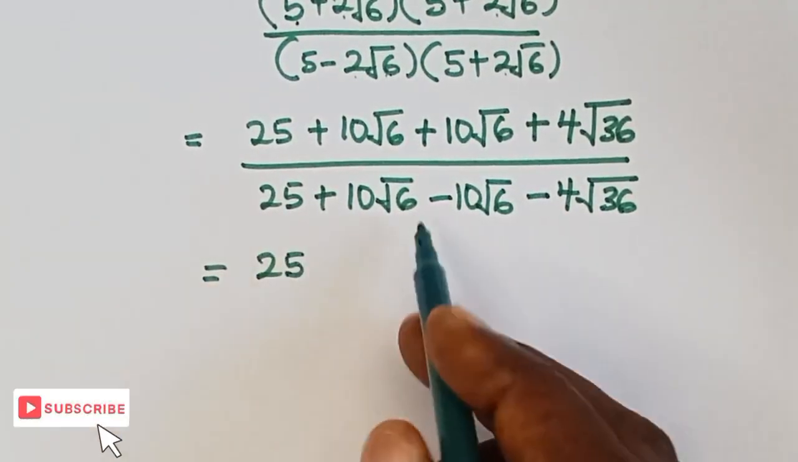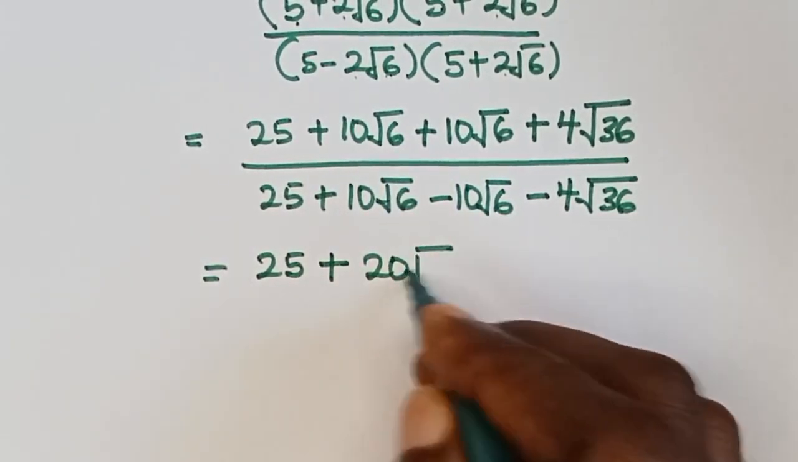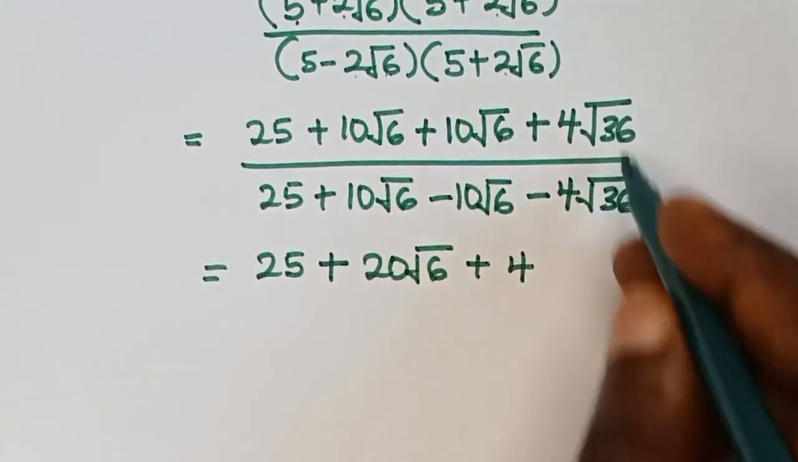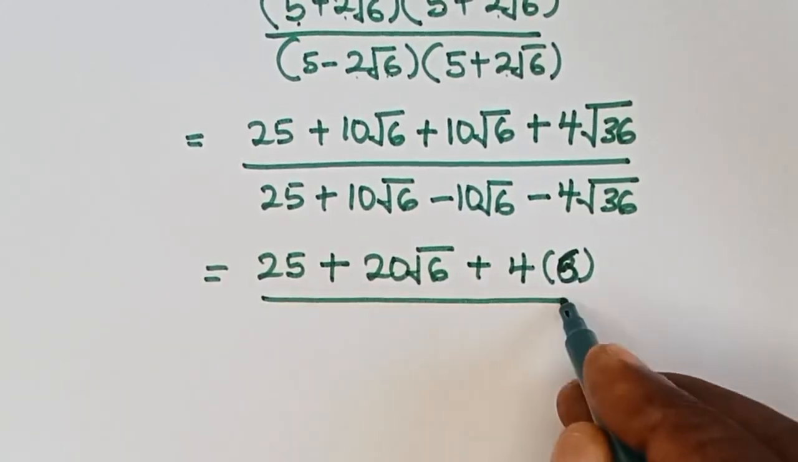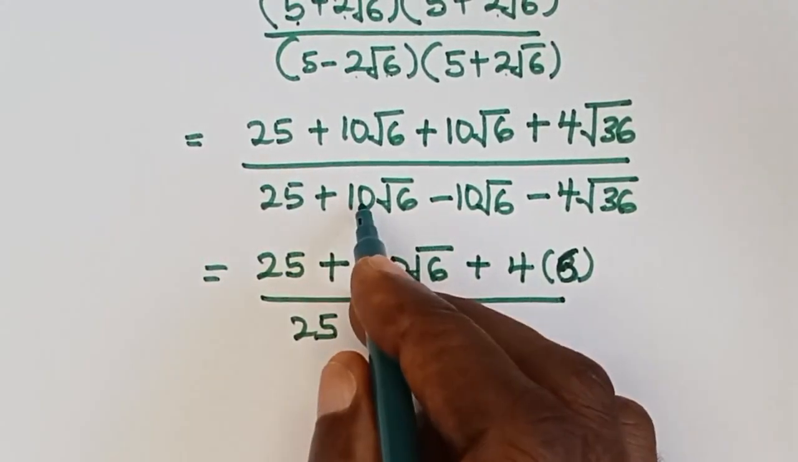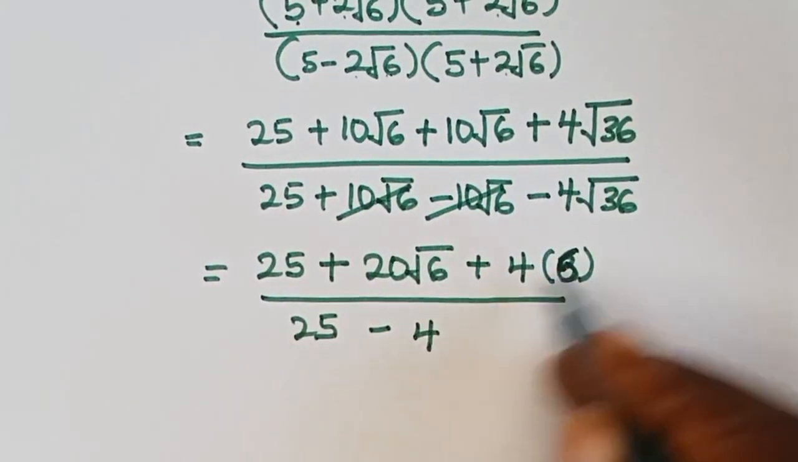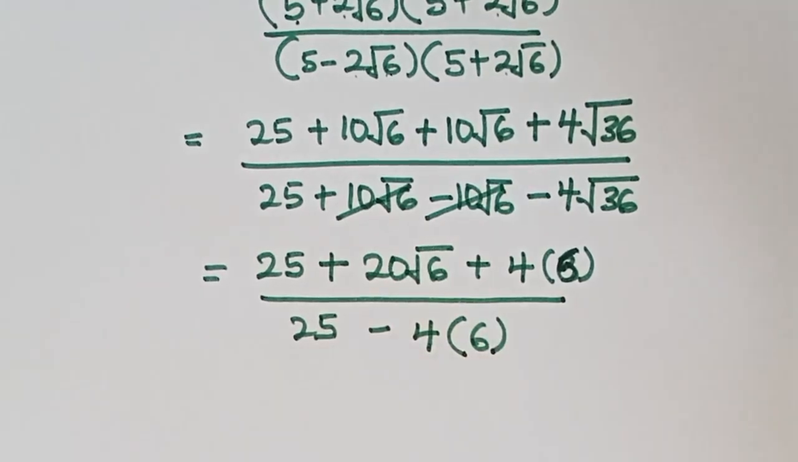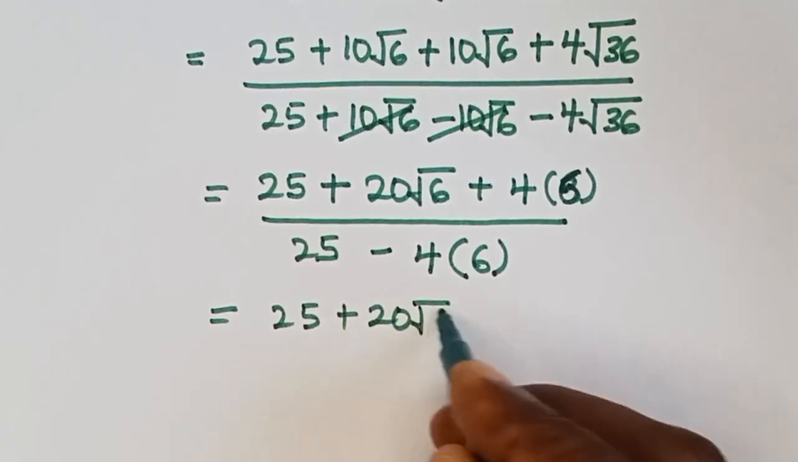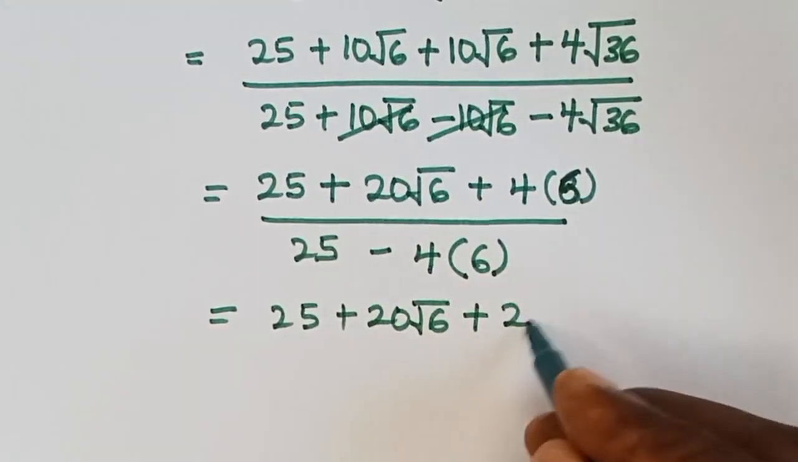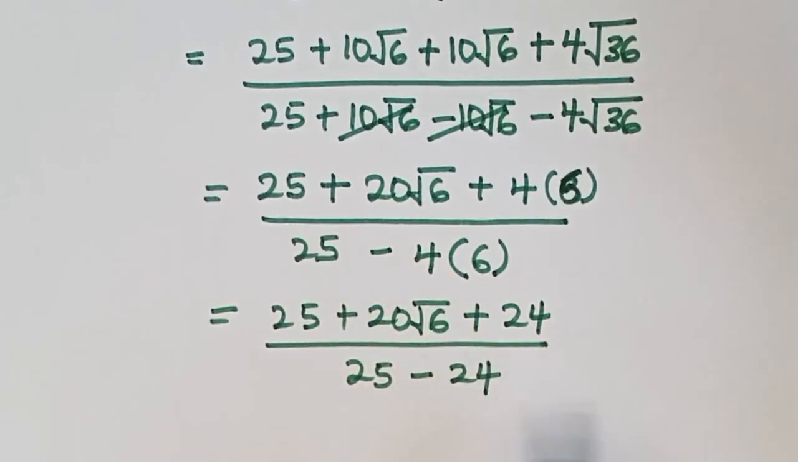Alright, we continue. We have 25 plus 10 root 6 plus 10 root 6, which are like terms, to give us 20 root 6, plus this 4 times root 36, which is 6. Then over, we have 25 plus 10 root 6 minus 10 root 6 cancel each other. That will give us 0 minus this 4 times the square root of 36, which is 6. Alright, so we have 25 plus 20 root 6 plus 4 times 6 is 24, over 25 minus 4 times 6 is 24.